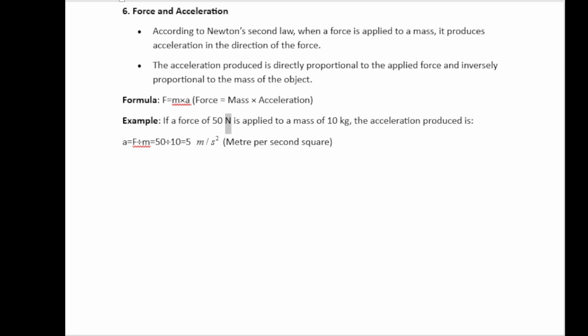Example, if a force of 50 N is applied to a mass of 10 kilograms, the acceleration produced is a = F / m = 50 / 10 = 5 meters per second square.